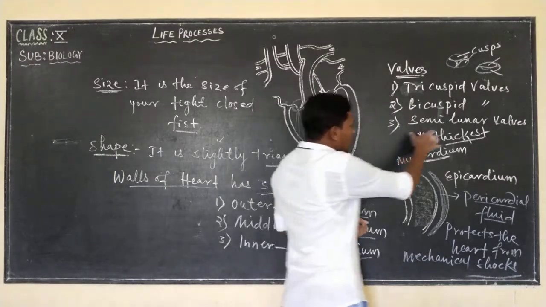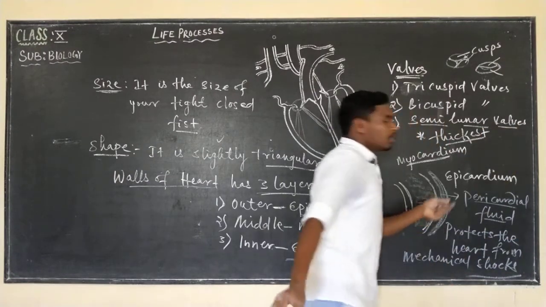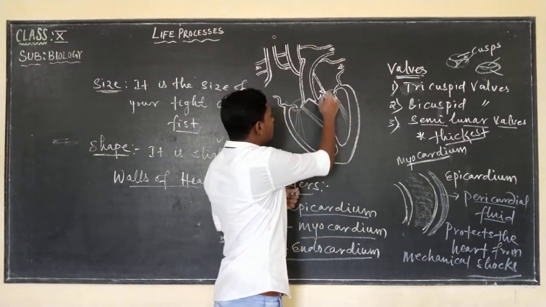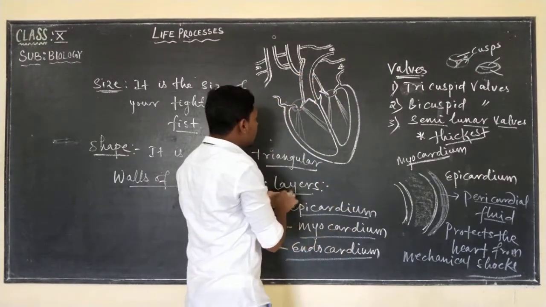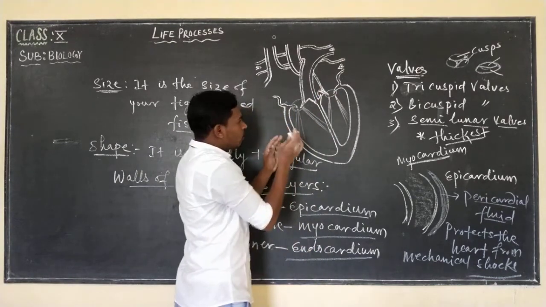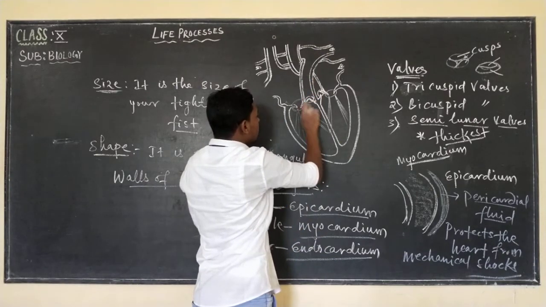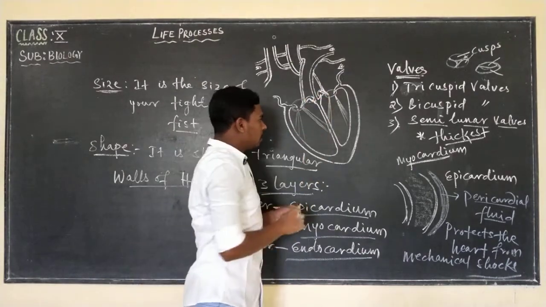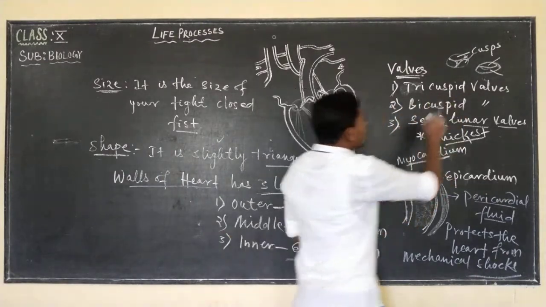And which are those valves known as semilunar valves? Semilunar valves are again two. They are found at the beginning of the aorta. This valve is known as a semilunar valve, and again one more is present at the beginning of the pulmonary artery. So these two are semilunar valves. They show three cusps.